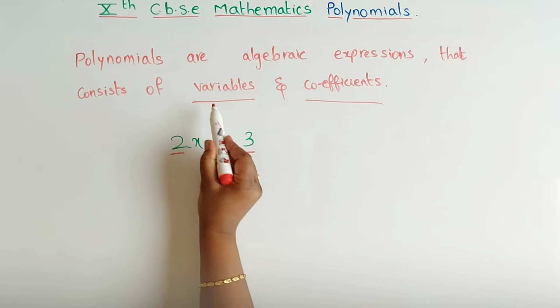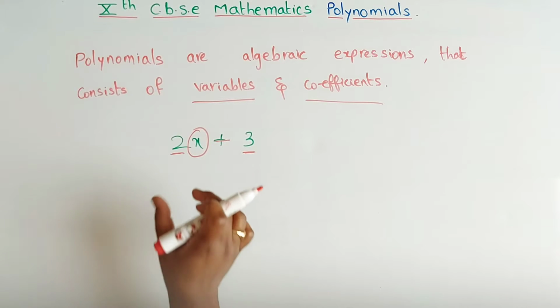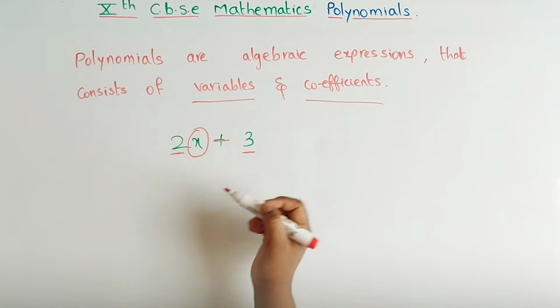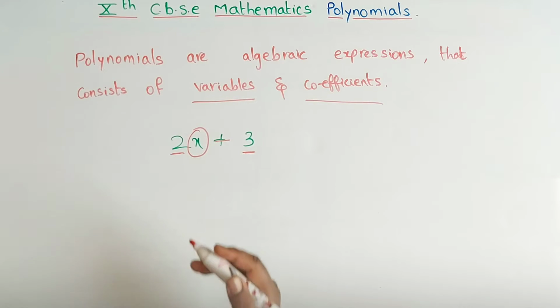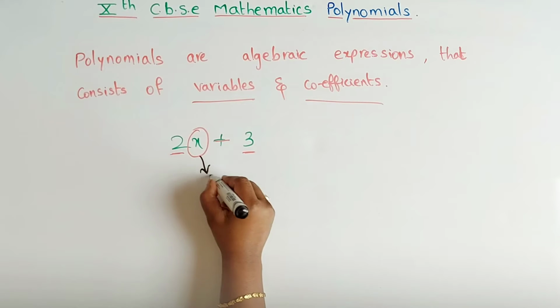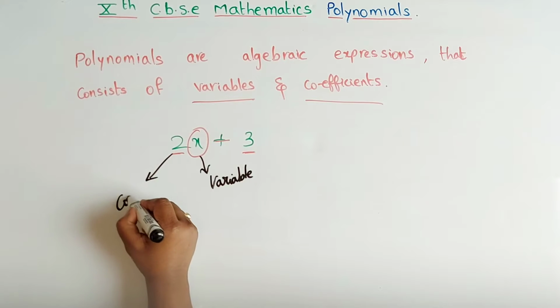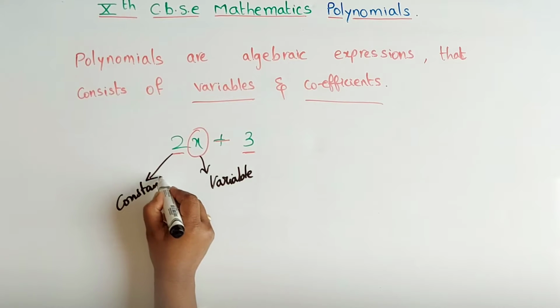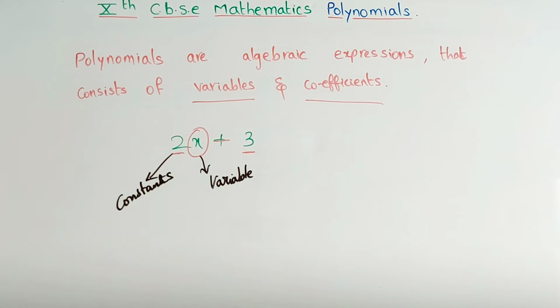Never change. Now variables: x, y, z, any alphabet letters they are using. So these letters are called variables. You can put 1, you can put 2, you can change the value, right children? So these are called variables. This is variable, children. And numbers are called constants. These values will never change. Right children?